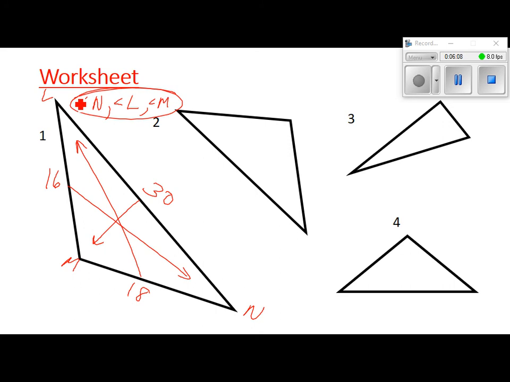If you wanted to use the alligator mouth, you could. It would look something like this. Angle N. Remember, make your alligator mouth bigger than the angle symbol so that I can tell the difference. Angle L. Oops, didn't make that one very big. And angle M. Either way, either one of those answers work. All right. Number 2.